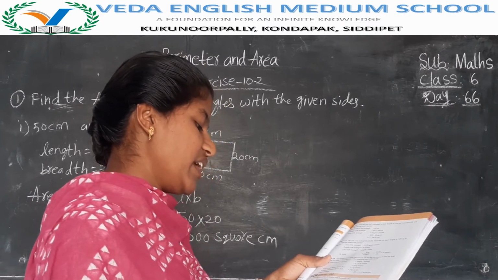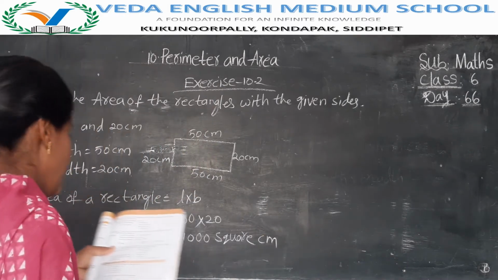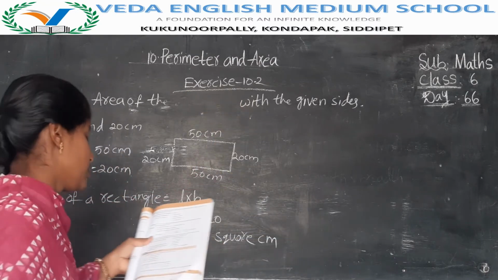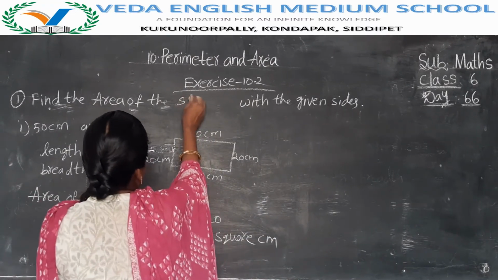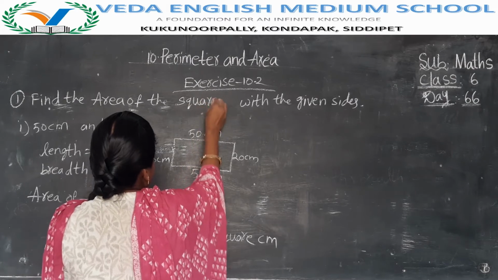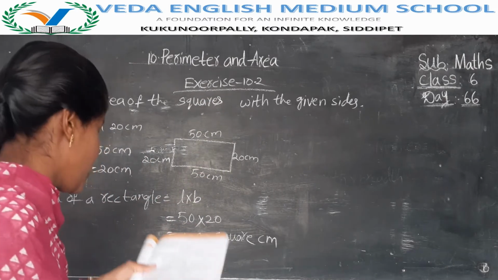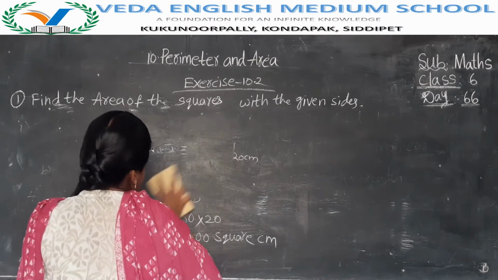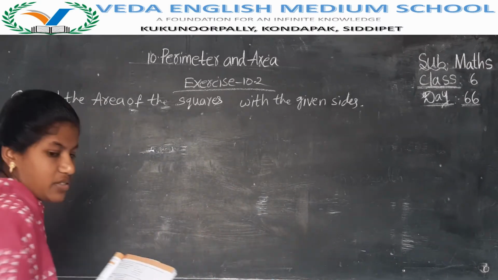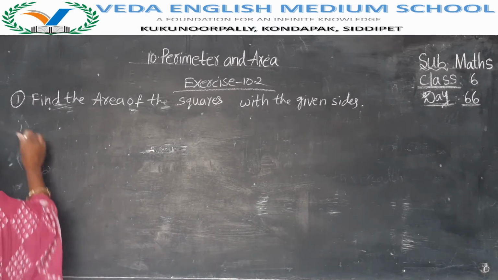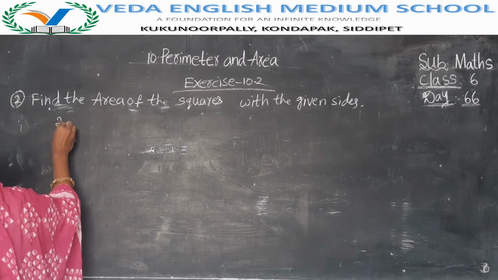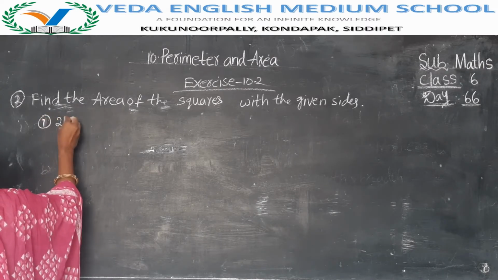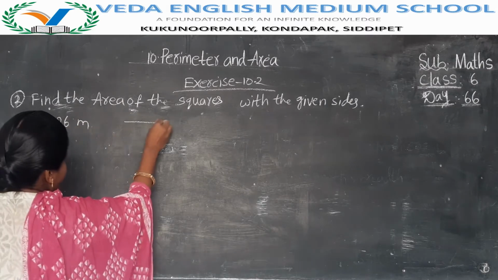Second one, find the area of squares with the given sides. Find the area of squares with the given sides. First question, 26 meters. Second bit, first one, 26 meters. Now draw one square.